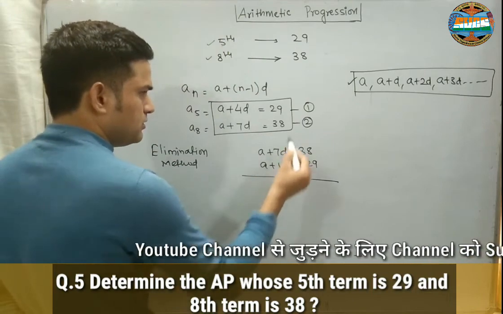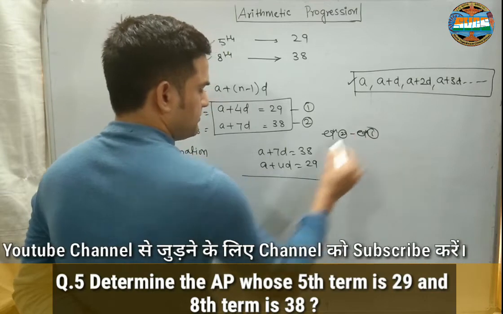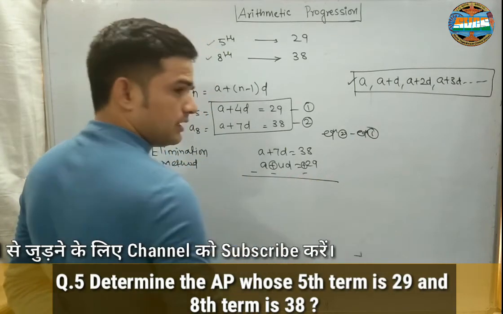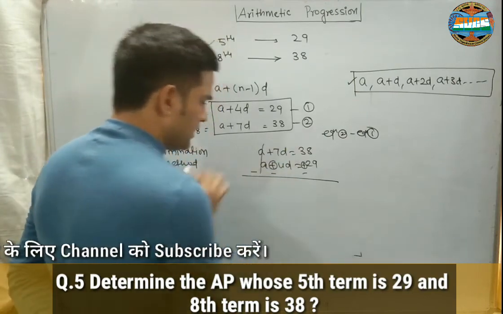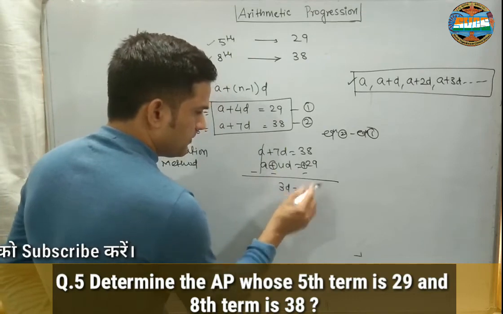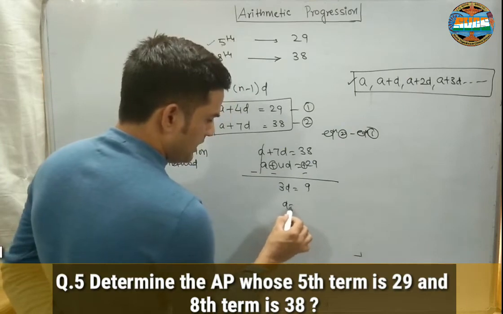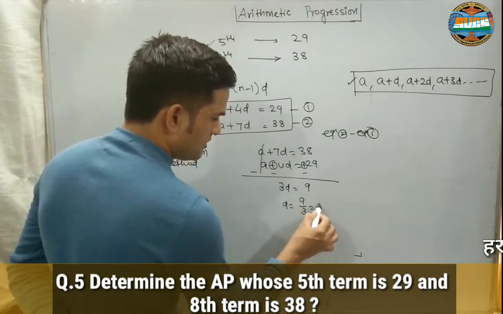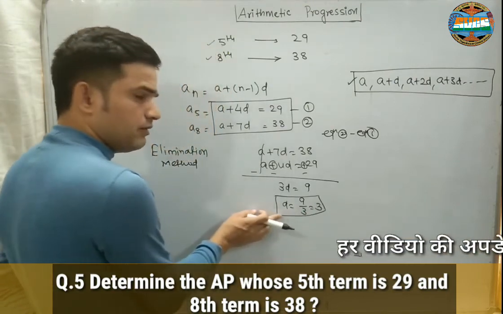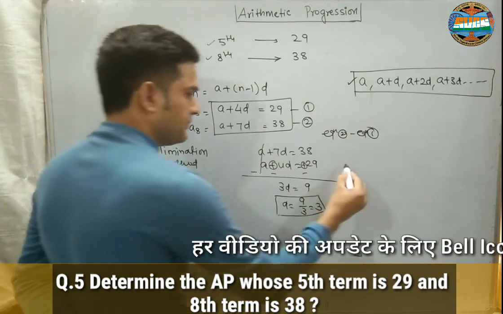We subtract equation 1 from equation 2. The signs change, and A and A cancel. 7D minus 4D is 3D, and 38 minus 29 is 9. D is found by 9 divided by 3, which is 3. D is 3. We put the value of D in any equation to find A.